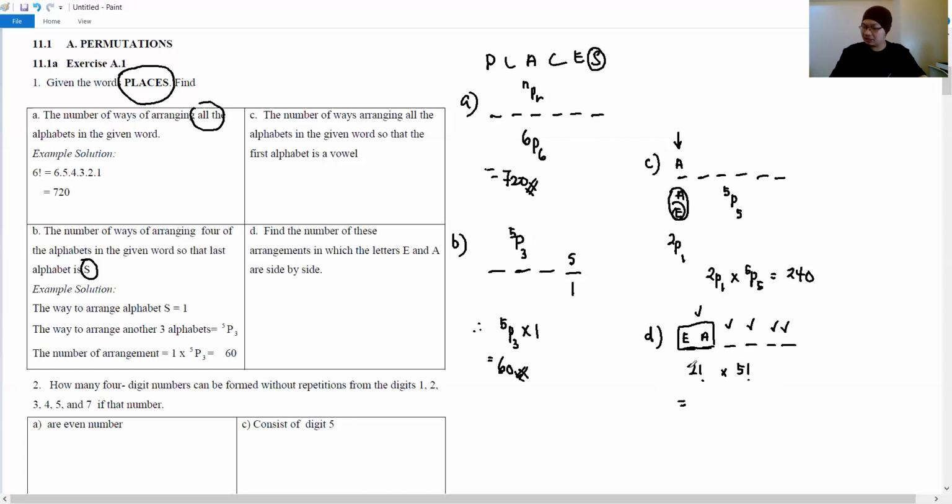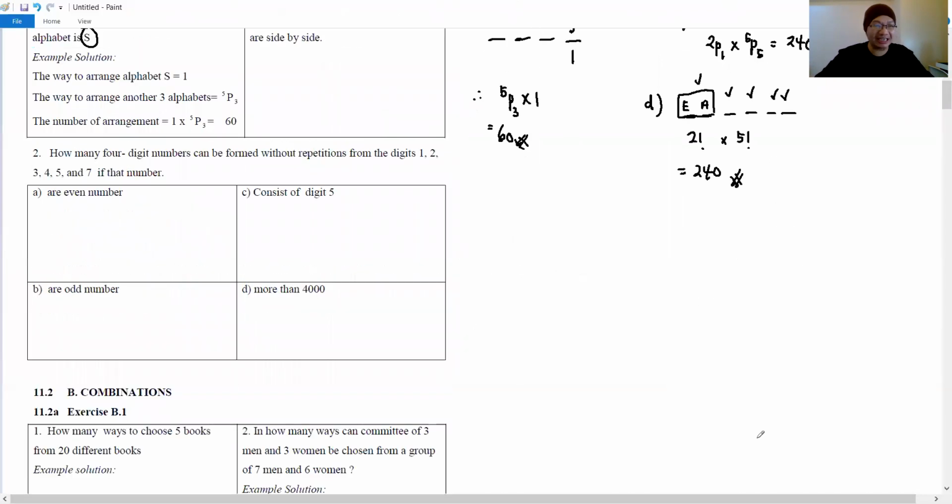So the final answer will be 2 factorial times 5 factorial. So the answer will be 240 also. Okay, 240. All right, settled. That is your question, donkey. Okay, let's look at the next question.